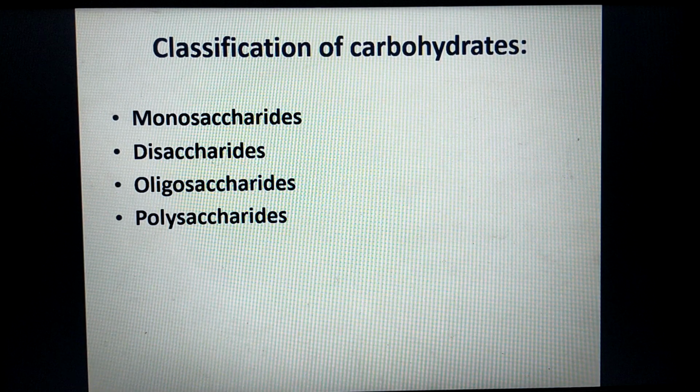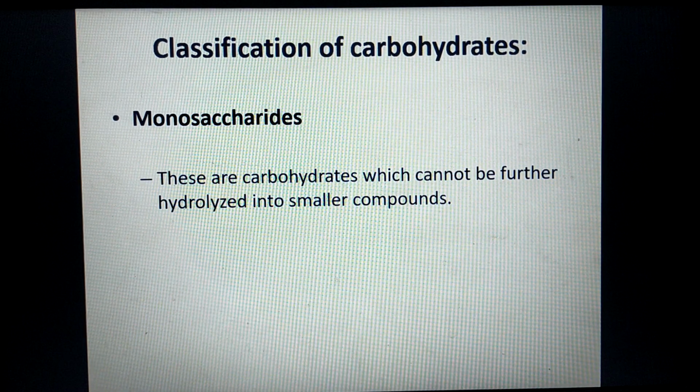Coming to the classification of carbohydrates, carbohydrates are classified as monosaccharides, disaccharides, oligosaccharides and polysaccharides. So first, what are monosaccharides? Monosaccharides are the carbohydrates which cannot be hydrolyzed into smaller compounds. That means they are not converted into smaller compounds by the process of hydrolysis.